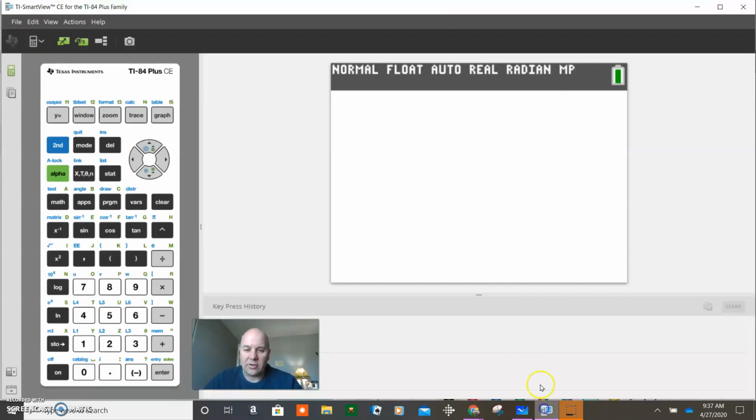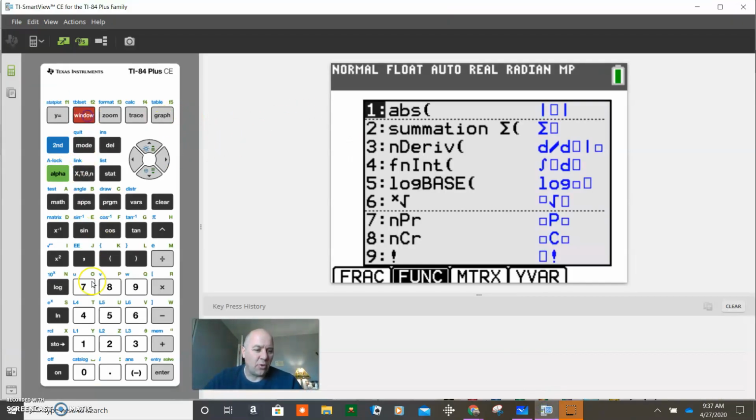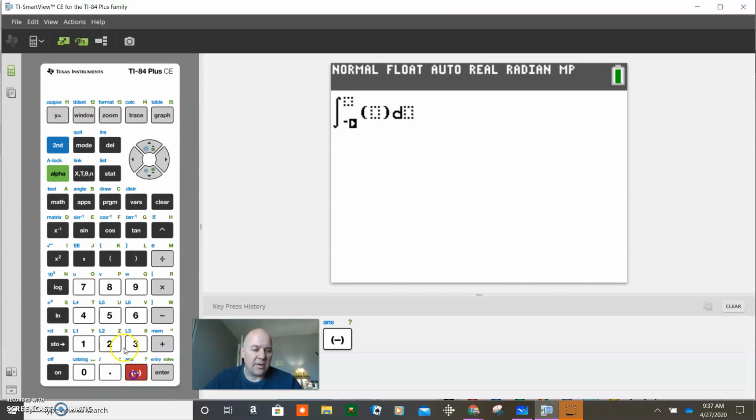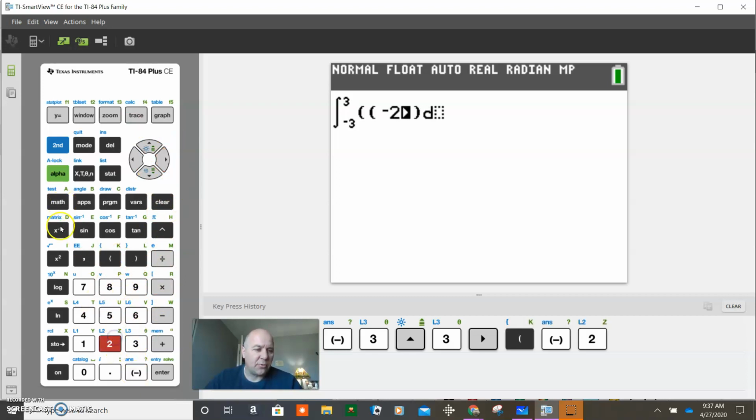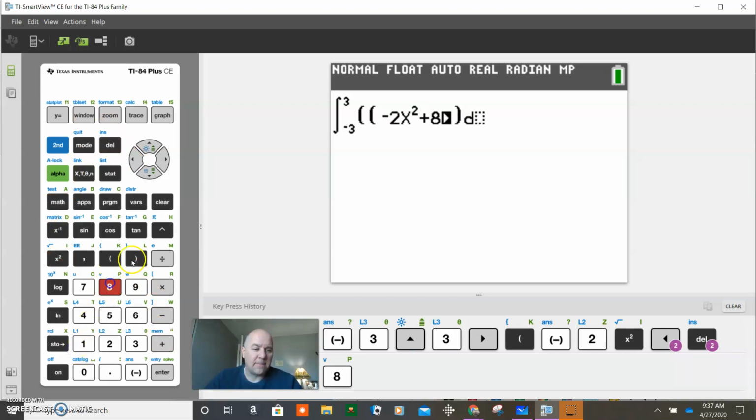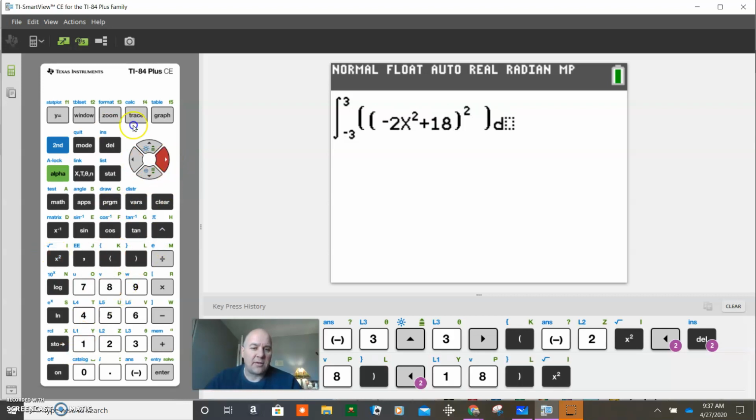All right, I'm going to go to my calculator and actually type in the whole notation here. So that was -3 to 3. The function on the inside, and you have to put this in parentheses because you have to square the whole thing. Oops, let me go back and delete that. -2x squared plus 18, and then that whole statement has to be squared, and this has to be with respect to x, whichever direction you're going there.